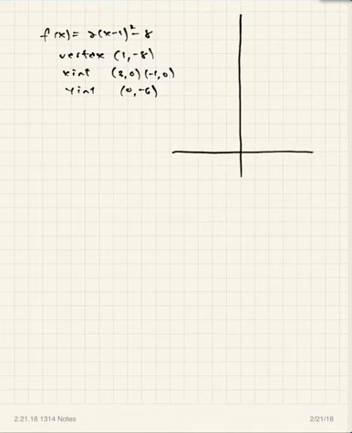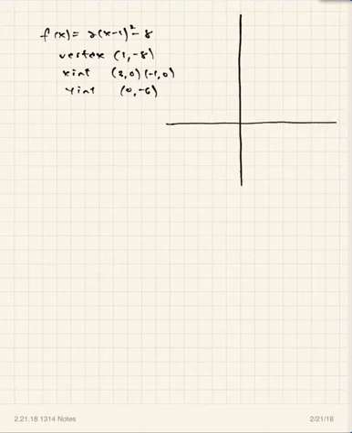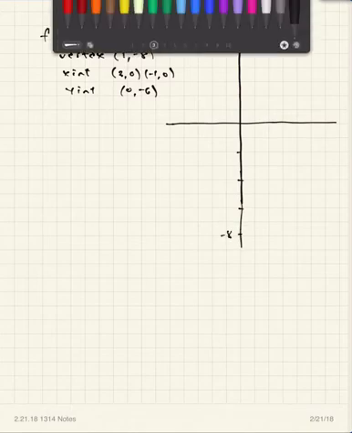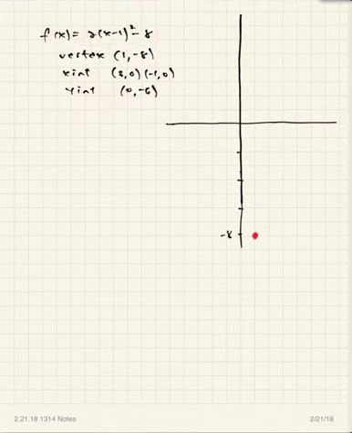Let me move that up a little bit here. All right, so the vertex is at (1, negative 8). So let's see, 2, 4, 6, 8. So here's negative 8, way down here. And so the vertex is sitting down here at (1, negative 8). And then you have x-intercepts at (3, 0) and at (negative 1, 0), and a y-intercept at (0, negative 6).